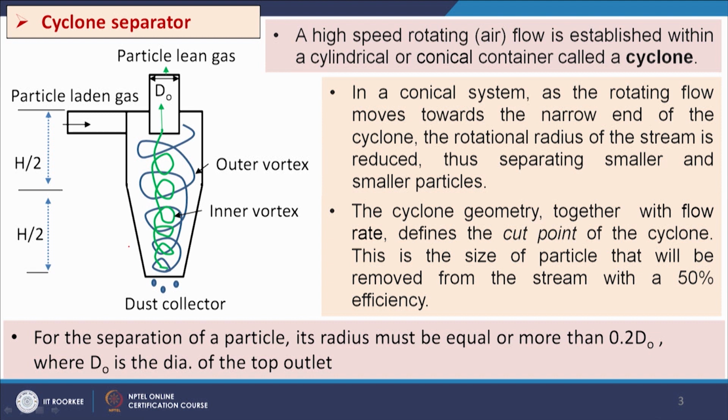As shown here, the particle laden gas is entering the system, which is called the cyclone separator. Here it gets a circular movement and the gas moves inside the cyclone, which has two parts, an upper part and a lower part. The upper part is cylindrical and the lower is a conical part. When the gas enters, it gets a circular movement as shown here, and the bigger particles will be separated easily.